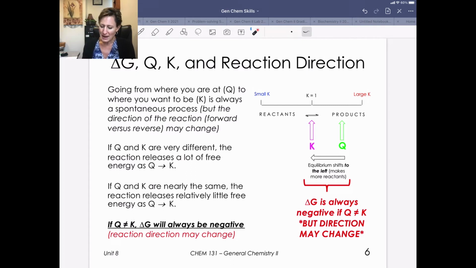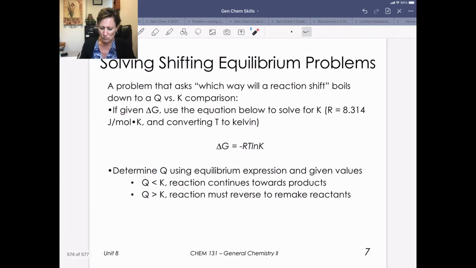But you may have to switch the direction of the reaction. So if we've gone past the point where we want to be, the only way to go backwards is to switch the chemistry that your reaction is doing. We need to flip that reaction. So make sure conceptually that you understand that. All right, so how do we solve these equilibrium problems?